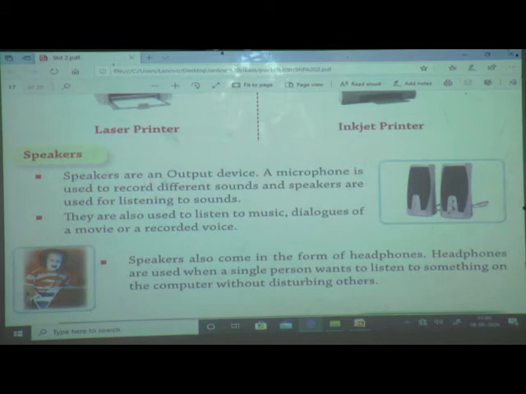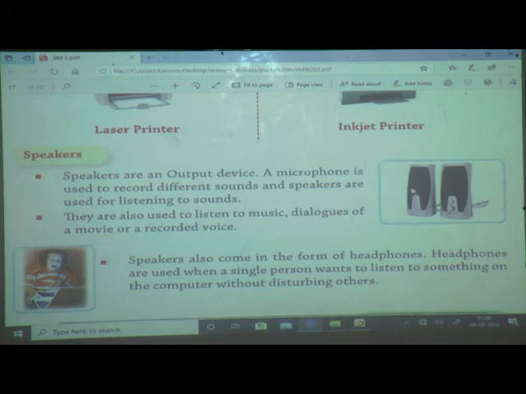Now one more output device is the speaker. Why is it called an output device? Because by using a speaker we can listen to songs. It is giving output outside, and that type of device is called an output device. A microphone is used for recording different sounds, and a speaker is used for listening to sound. If we want to record something, we use the microphone, and if we want to listen, we use the speakers. That's why the speaker is called an output device.